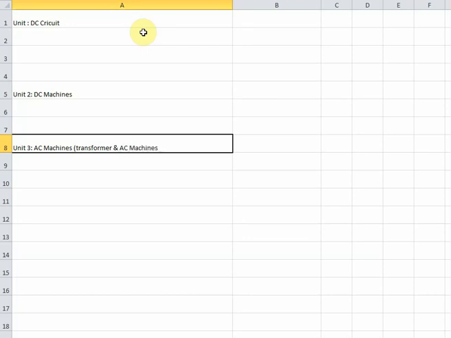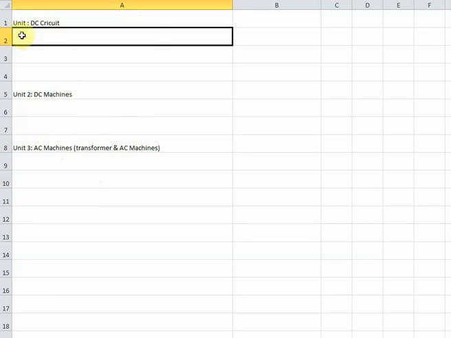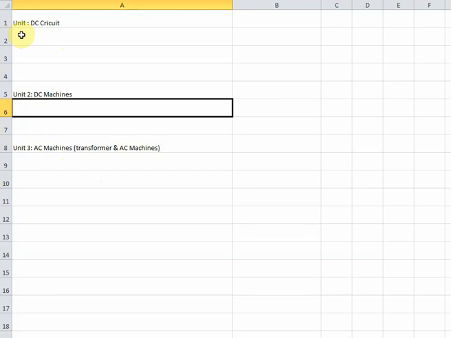Why am I saying transformer and AC machines? AC machines means a motor or generator. The transformer is also an AC operating device, but it is not a machine. So we'll go with that once. Okay, what is the first question? What is a machine?